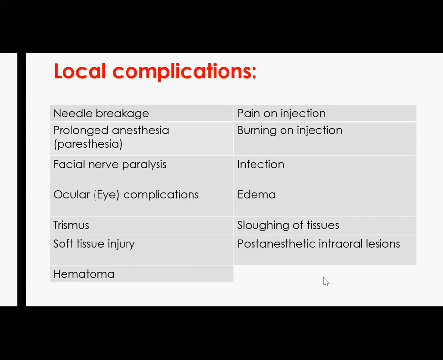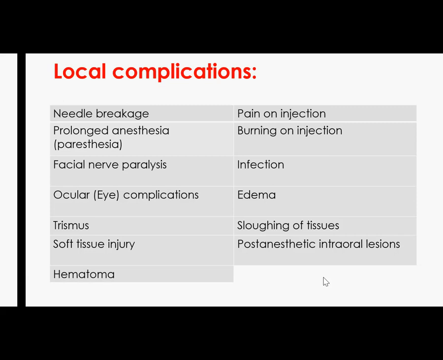Some minor complications include pain or burning during injection. Of course, the prick of the needle is always there. You can avoid it by using a topical anesthetic agent, such as a spray or gel. But unusual pain or unusual burning on injection is also a complication. And sometimes when you don't follow an aseptic technique, meaning you do not use sterile instruments, there is a risk of infection, edema and inflammation. Due to the local anesthetic drug itself, you can also have sloughing of tissues. Sloughing is like ulceration. And also you can have post-anesthetic viral ulcers.